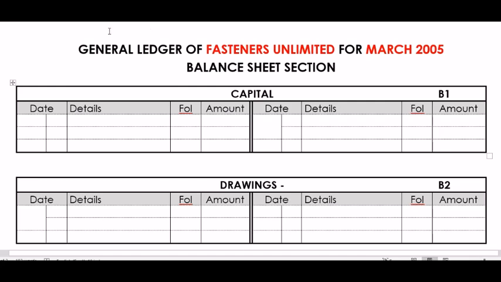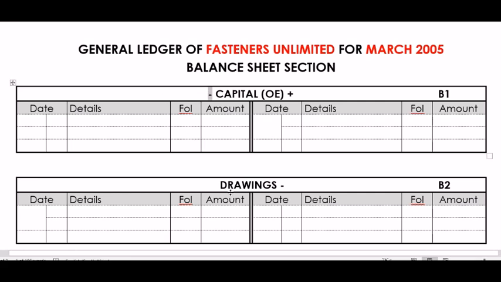The first account is capital. It's in the balance sheet section. That's why it's account number B1. And as you know, capital is an owner's equity item. Because capital is the C of CLIC, the plus is on the credit side or the right-hand side. And then obviously the minus is on the debit side.